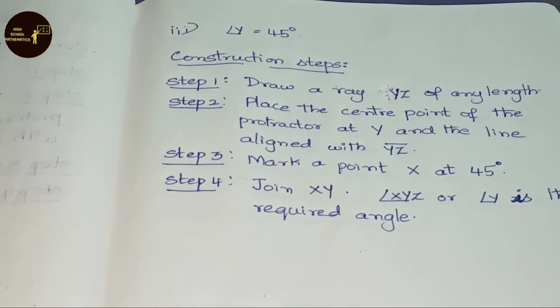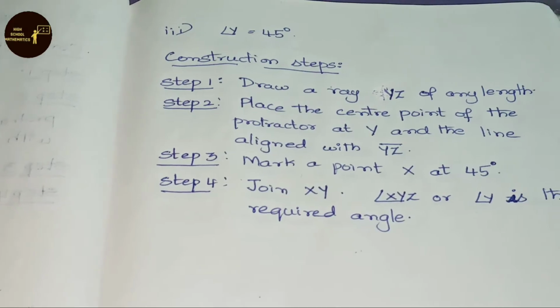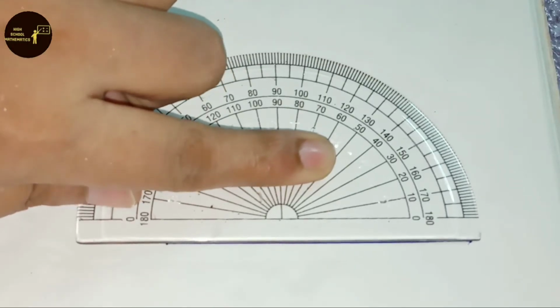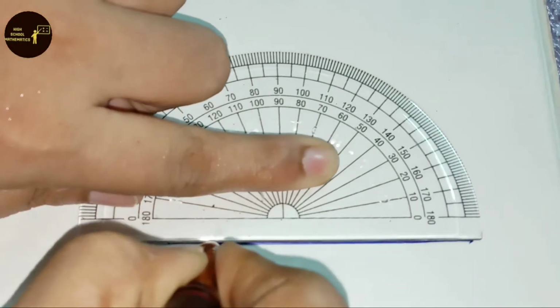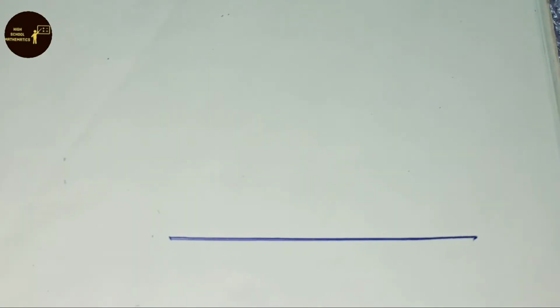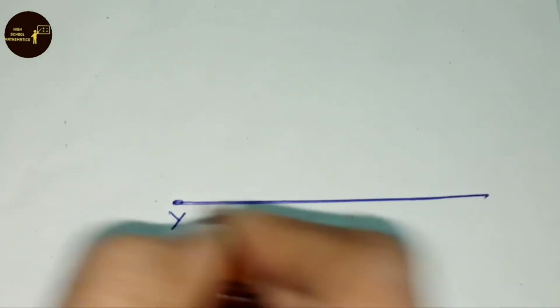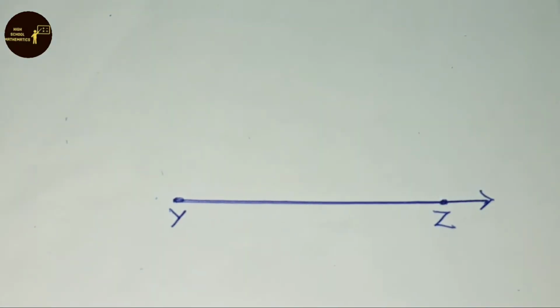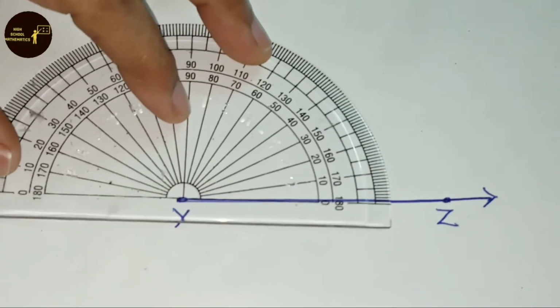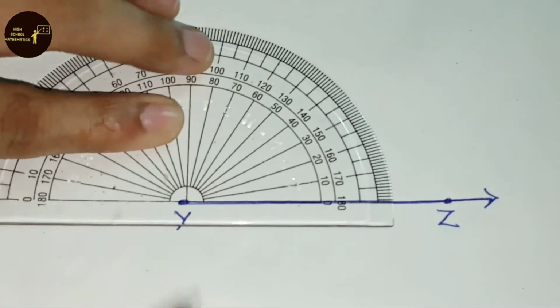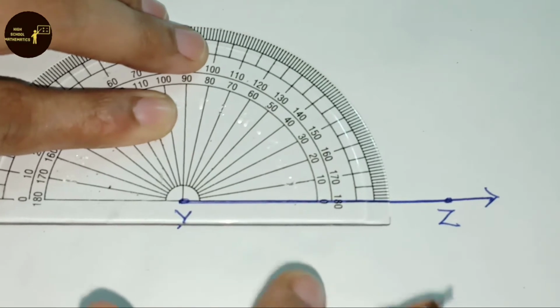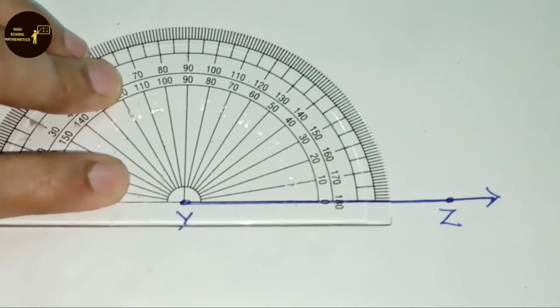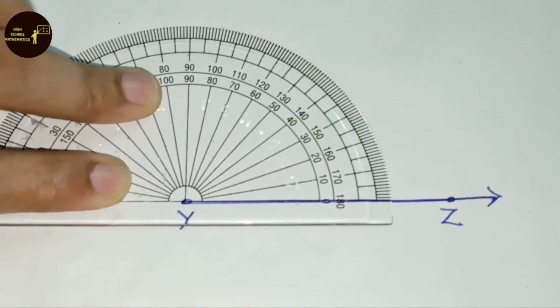See now third sum, angle Y equal to 45 degrees. Now let us draw a ray YZ of any length. Now place the center point of the protractor at Y and the line aligned with YZ. Now mark a point X at 45 degrees.